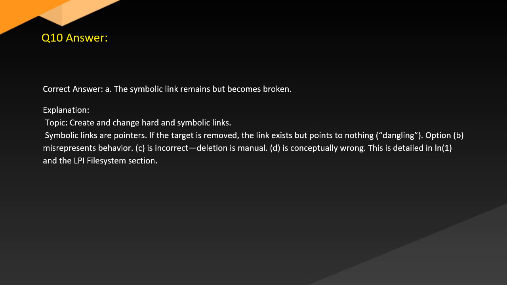Explanation. Topic: create and change hard and symbolic links. Symbolic links are pointers. If the target is removed, the link exists but points to nothing. Dangling. Option B misrepresents behavior. C is incorrect. Deletion is manual. D is conceptually wrong. This is detailed in ln and the LPI file system section.